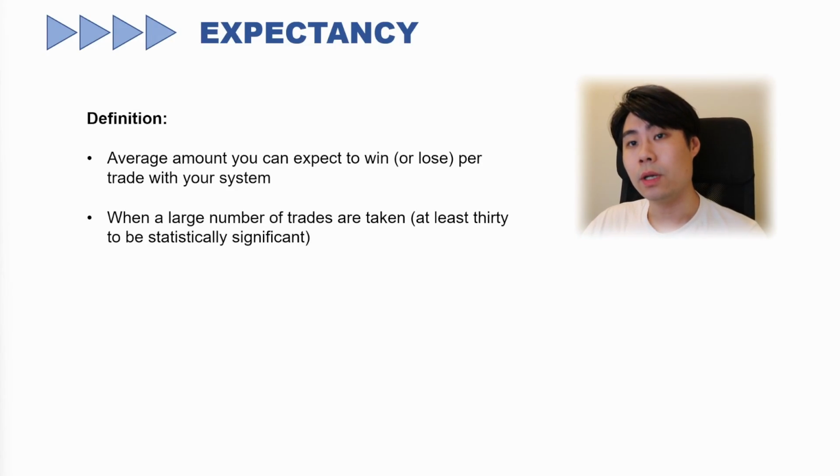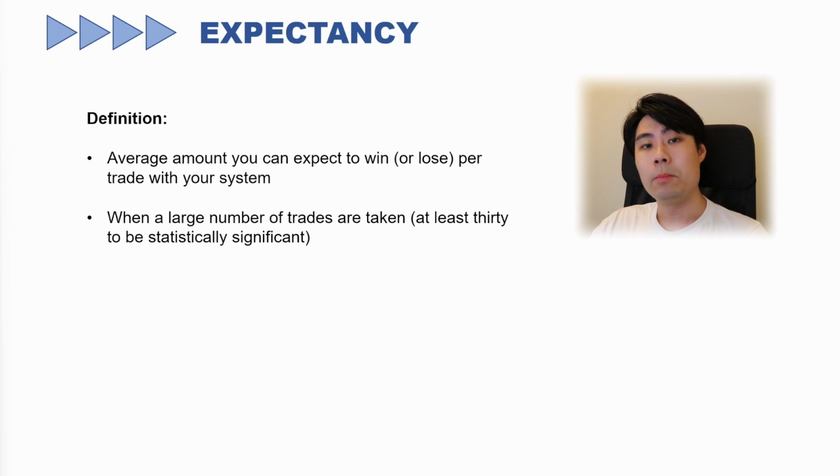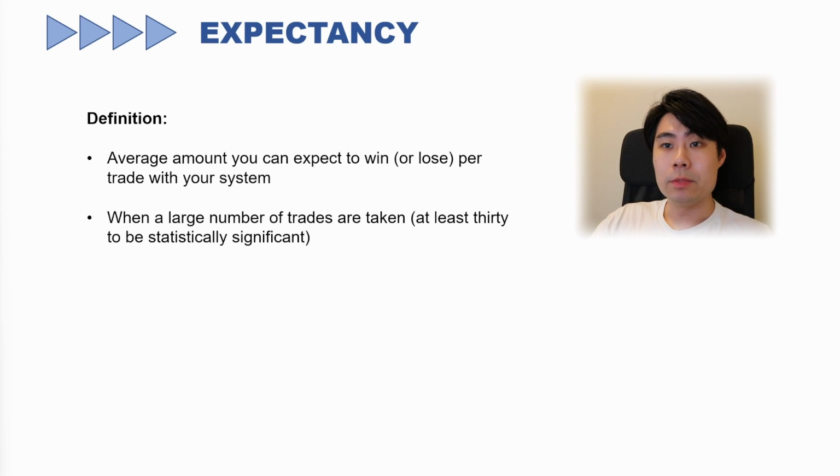In this video, we'll talk about something on the probability and statistics side called expectancy. If you have done statistics or played any professional probability games, then you would have heard of this, right? So let's talk about the definition. It is the average amount that you can expect to win or lose per trade with your system. And usually it has to be statistically significant, meaning it should have enough data sets. In this case, it should be at least 30 trades.